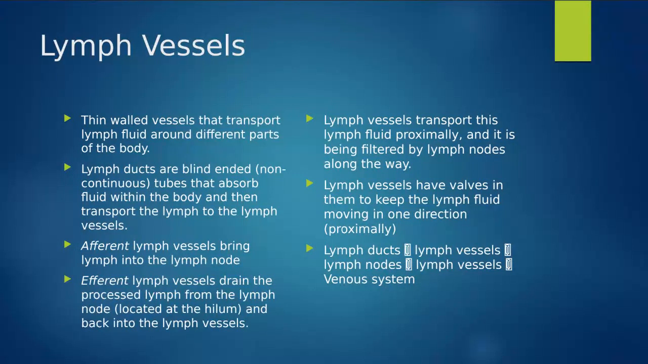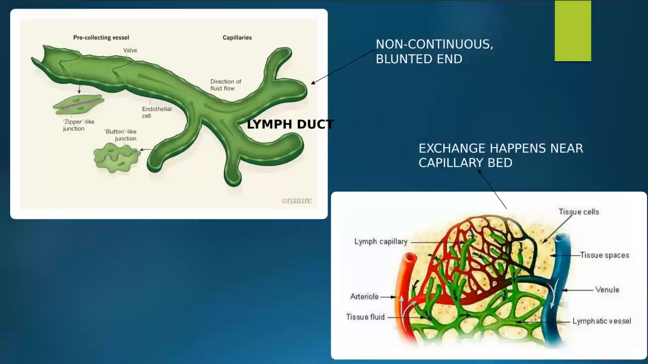So our chain of events here, these should be little arrows. We have lymph ducts that go to lymph vessels, which would be our afferent vessels, which go into our lymph node. And then the lymph exits our lymph node via lymph vessels again, but this is an efferent vessel. And then from there, they are drained into the venous system and they continue to travel on proximally in one direction.